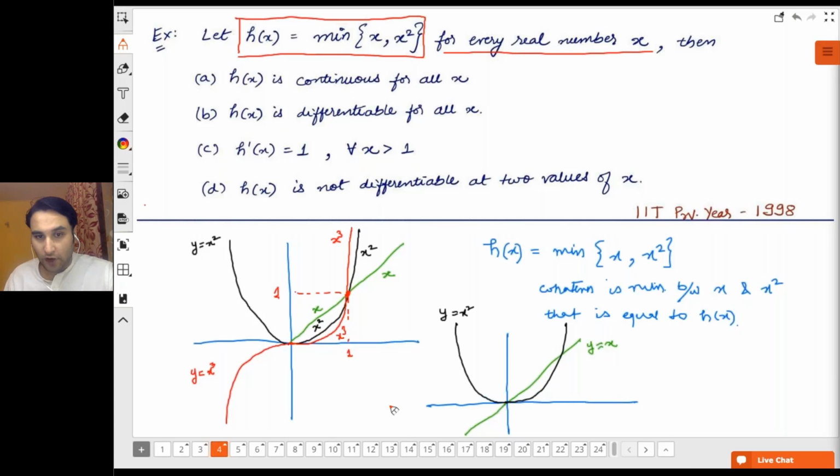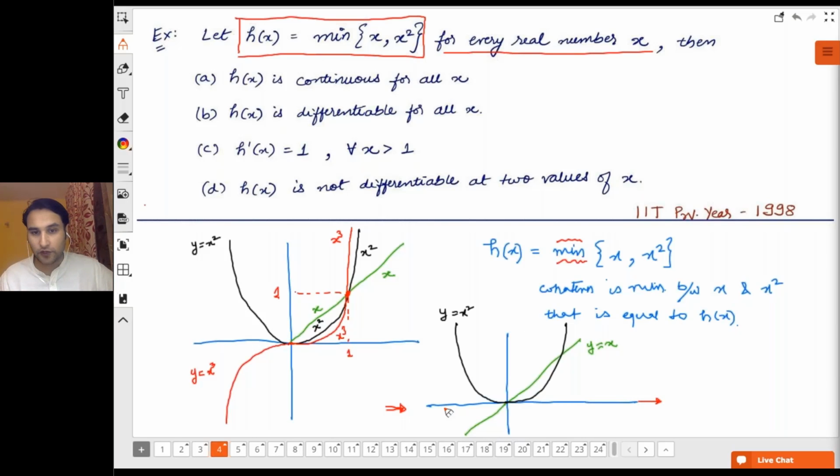Now, guys, listen to me very carefully. I am moving from the left hand side to the right hand side, and I will always think, between the two graphs, which is minimum. Minimum means which is below. The one which is below is the minimum.